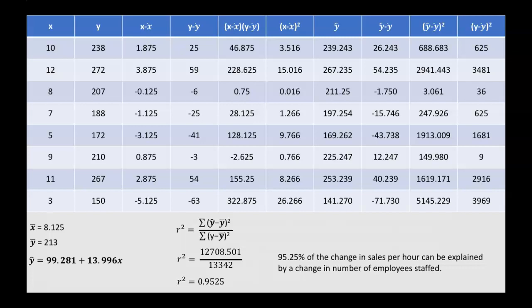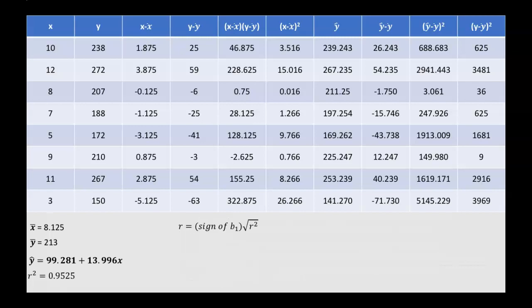Now, after we find the r squared, the coefficient of determination, we can now find r. And r is the sample correlation coefficient. So, it's a little bit more than just the square root of r squared. We also need to put the sign of our slope in front of that number. So, if we take a look at our y hat equation down in the lower left, our slope is that 13.996. It's a positive number, so the r value that we will have here will be a positive number.